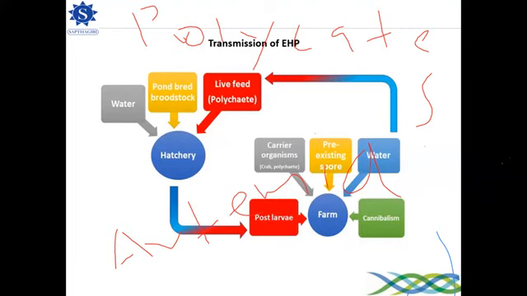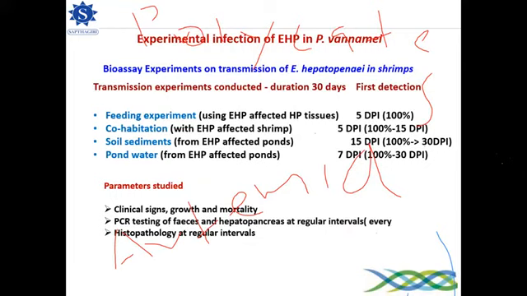In experimental EHP transmission assays, through the feeding experiment, cohabitation, soil sediments, and pond water, through all these routes the animal is getting EHP.